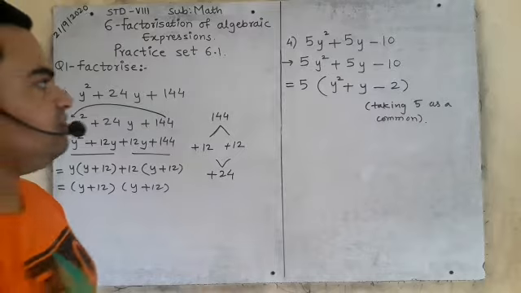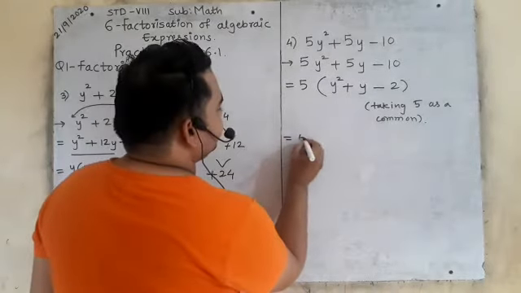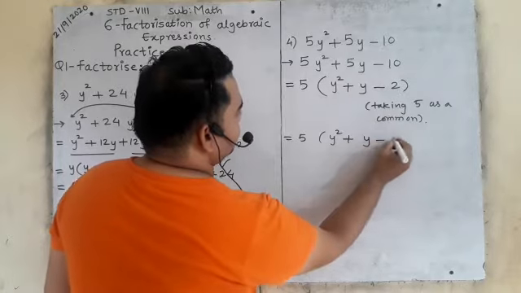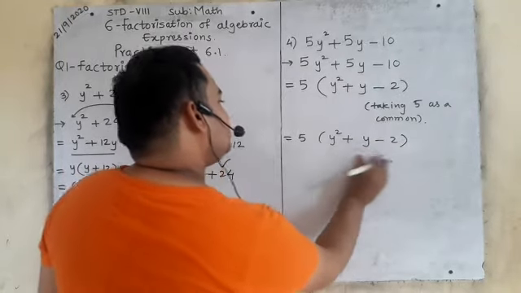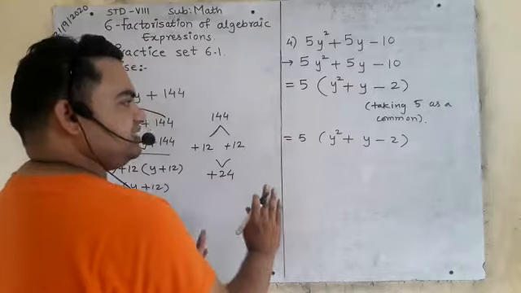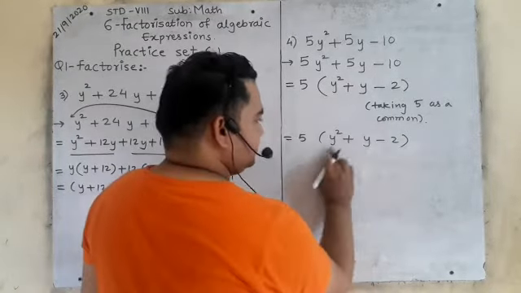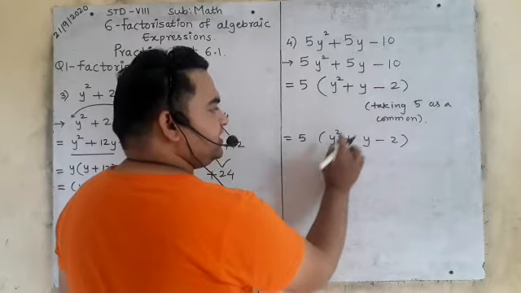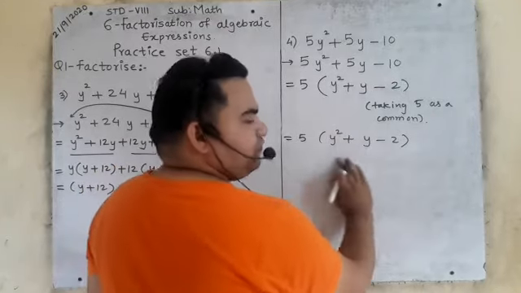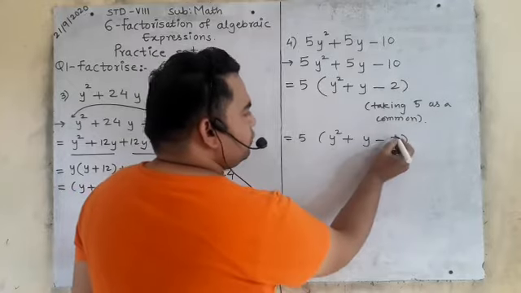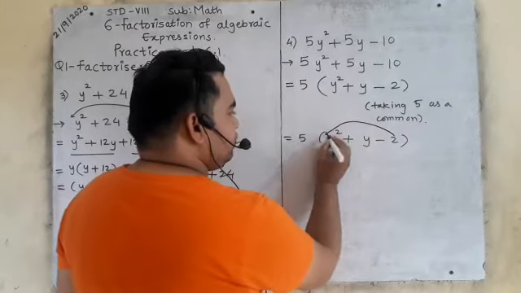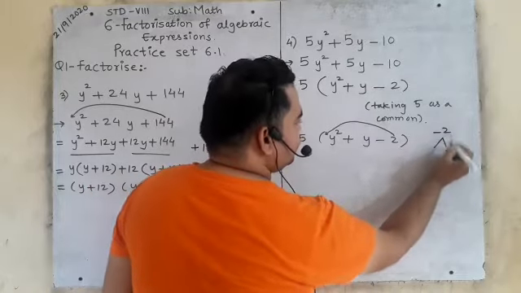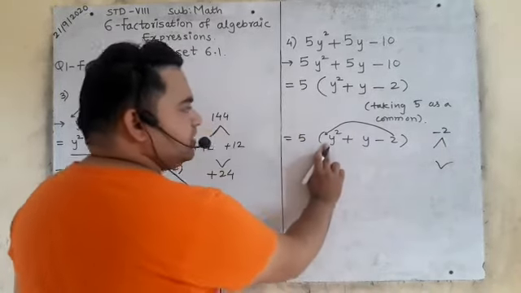Is it clear? Taking 5 as a common, now you have to factorize this term only. This is y square plus y minus 2. We will keep this 5 as it is. This is a quadratic trinomial, and y is the only variable whose index is 2. Now you have to factorize this. So you will multiply the constant term to the coefficient of the square term. Right? Minus 2 ones are minus 2.